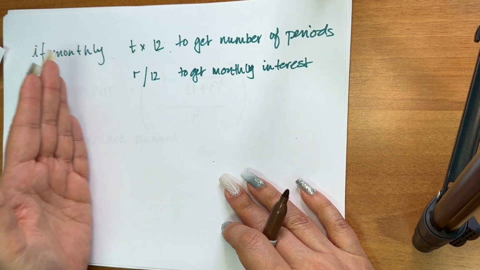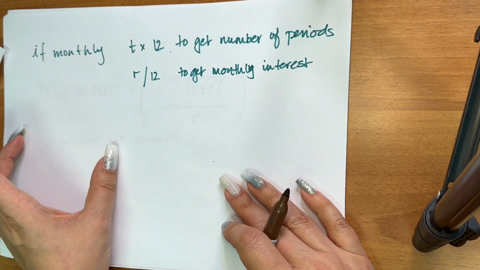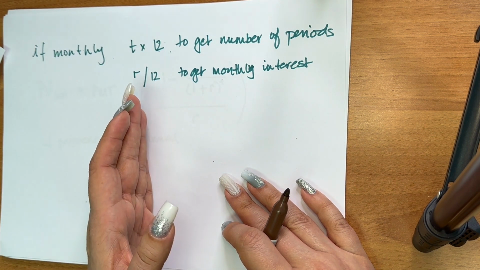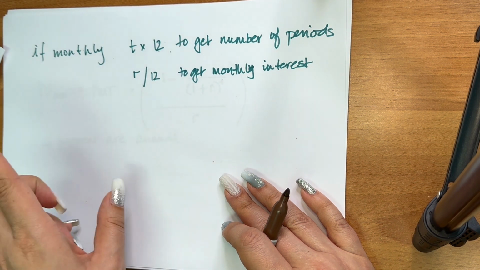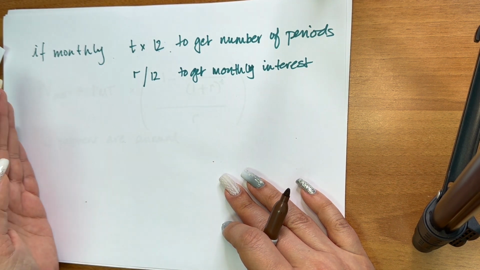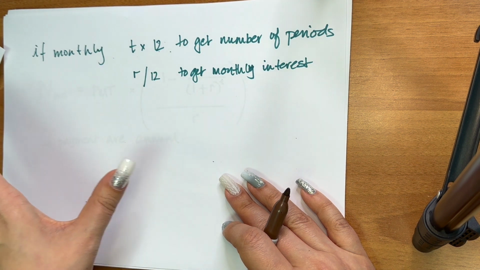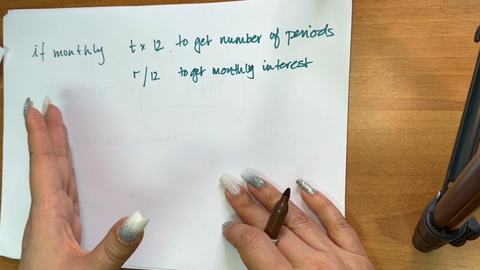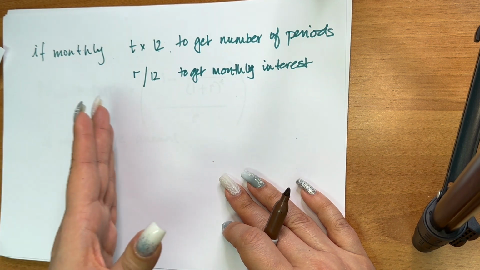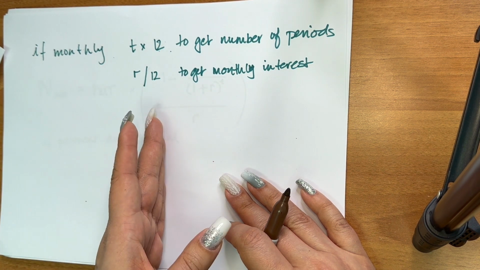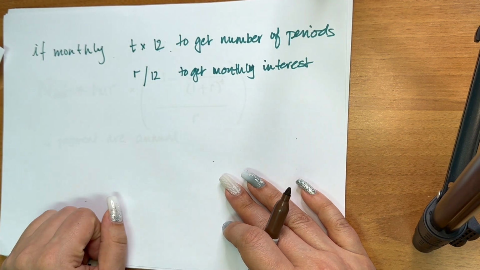So I have to make it monthly. If it's 1 year, I have to make 12 payments, right? Because there are 12 months in 1 year. So if I have, for example, an annuity that is due in 1 year and it's monthly, the number of periods is 12. It's 1 year, 1 multiplied by 12. That will give me 12 payments.